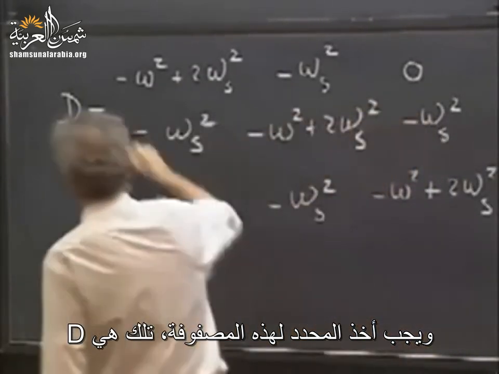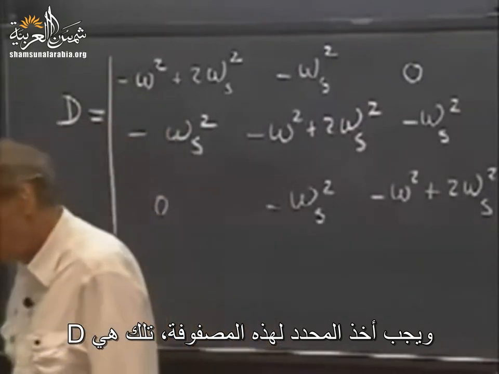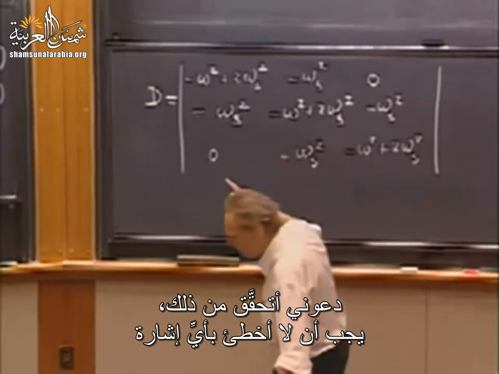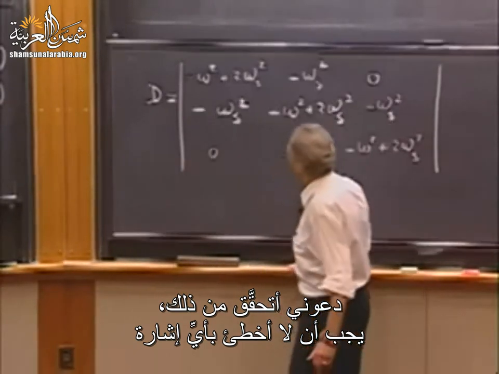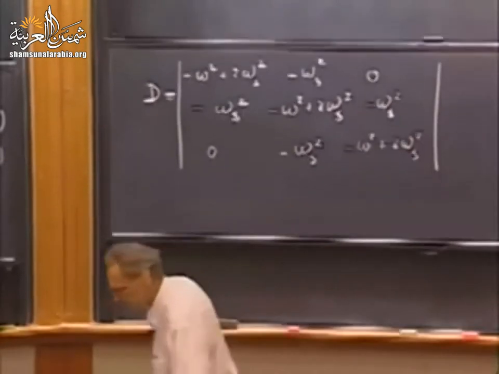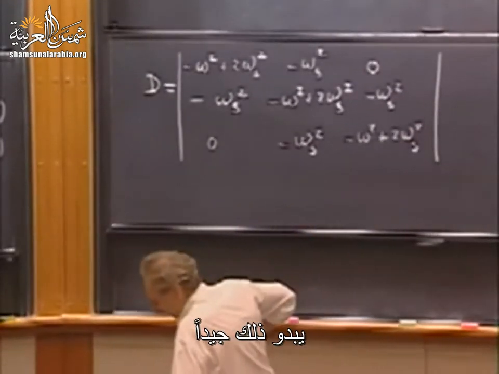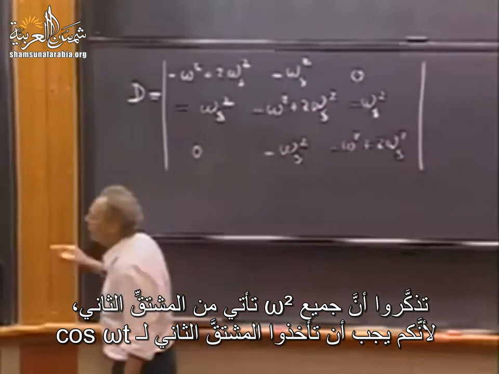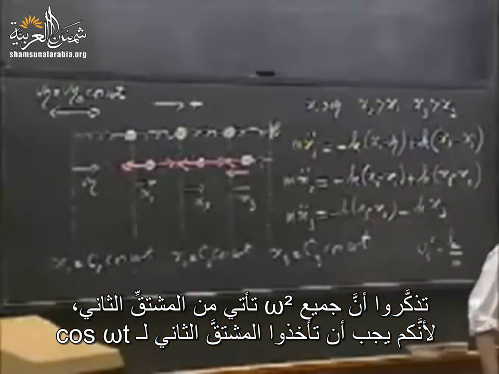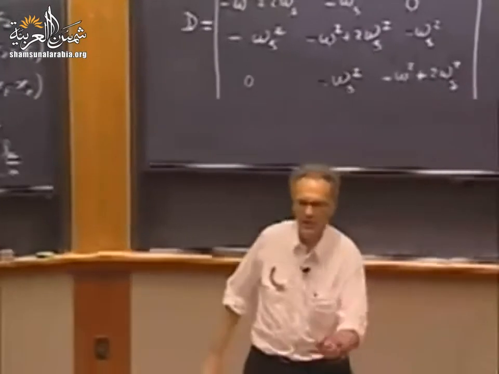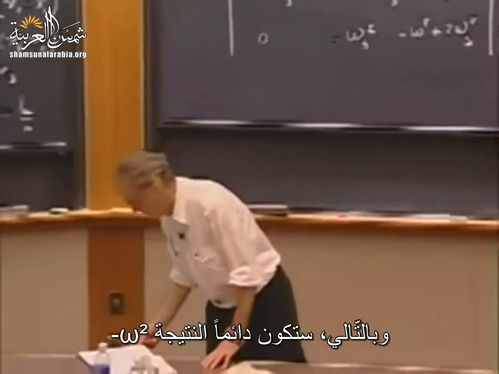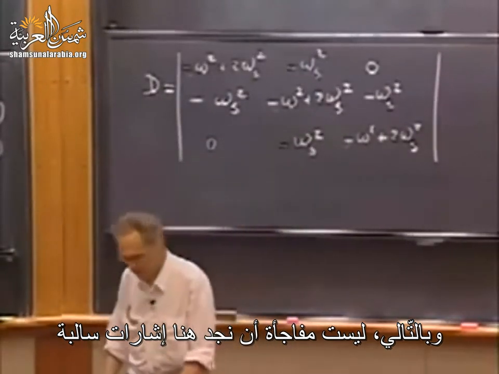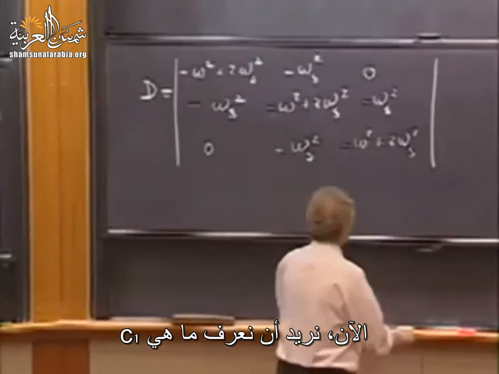And you have to take the determinant of this matrix. That is D. Let me check it to make sure that I didn't slip up with a minus sign, so when you get home, you don't wonder why you didn't get that result. And I think that looks good to me. Remember, all those omega squares always come from those second derivatives. Because you have to take the second derivative of cosine omega t, that always brings out the minus omega squared. So no surprise that this is a minus, that this is a minus, and that is a minus. So now we want to know what C1 is.